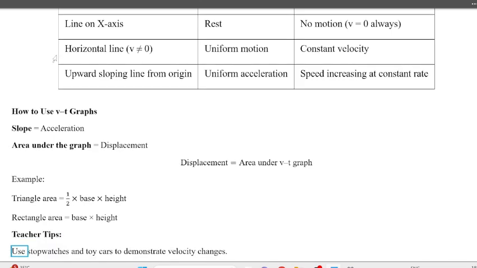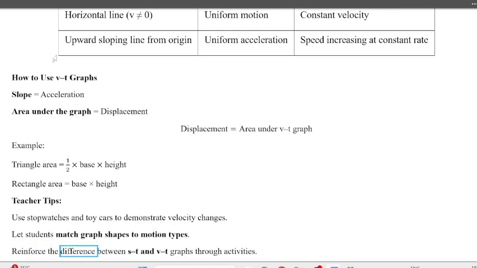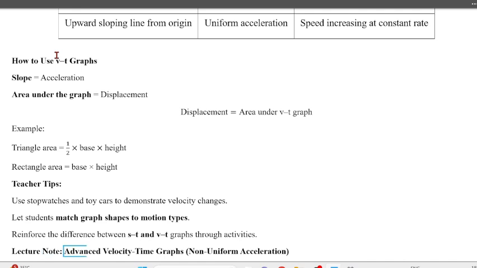Teacher tips: use stopwatches and toy cars to demonstrate velocity changes. Let students match graph shapes to motion types. Reinforce the difference between S-t and V-t graphs through activities. Lecture note: advanced velocity-time graphs, non-uniform acceleration.